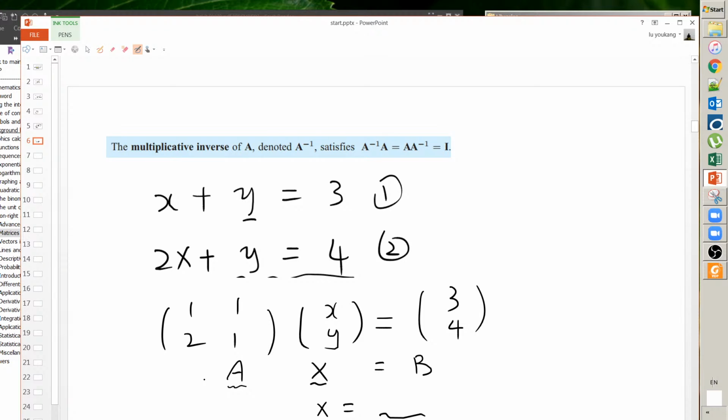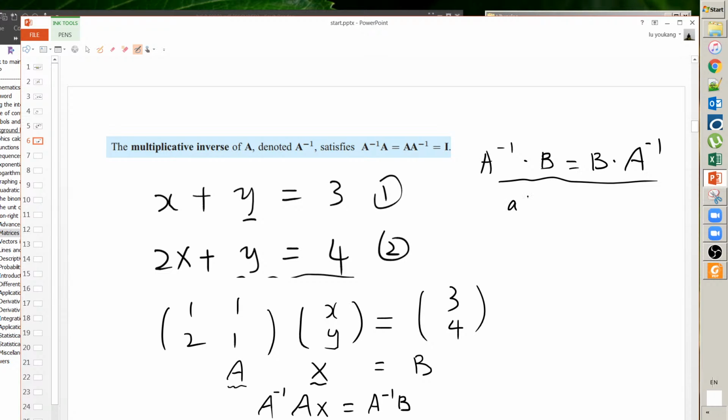In order to get rid of this A, we can multiply A inverse on both sides. By the way, it doesn't matter how we group them. Does it matter? This is called the associative property, which we learned at the beginning of this chapter. This is the associative property of matrices, so this one is valid.